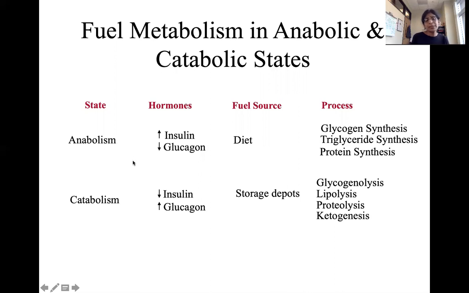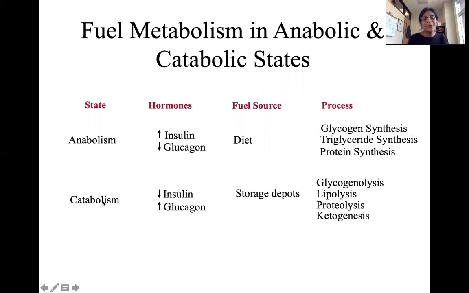So anabolism is what you're talking about here. You would have more insulin at that time because you have nutrients being released, which have to be processed, and there is going to be less glucagon during that time, right? And then the fuel source is diet, so you're processing a meal, and what all can happen here is synthesis of glycogen, synthesis of lipids, synthesis of proteins.